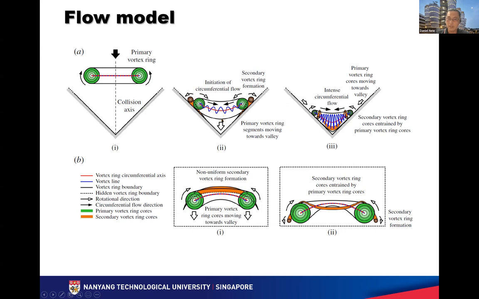Since the vortex ring continues to move towards the valley of the V wall, this circumferential flow gets more and more intense. Once it gets more intense, it pushes the vortex ring away from the collision plane. That explains why, when we look at the visualizations taken along the V walls, the vortex ring just disappears, quote unquote, from the visualization plane. So this is what we think is happening.